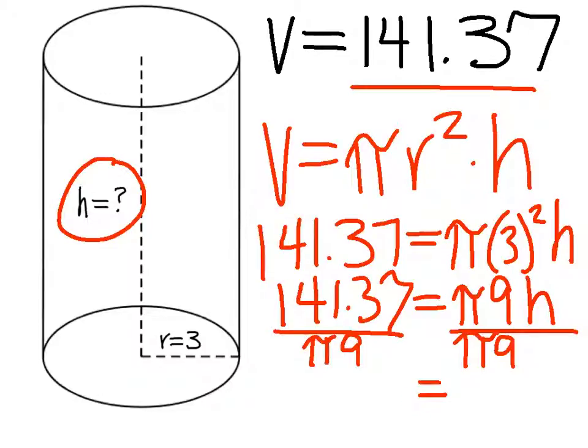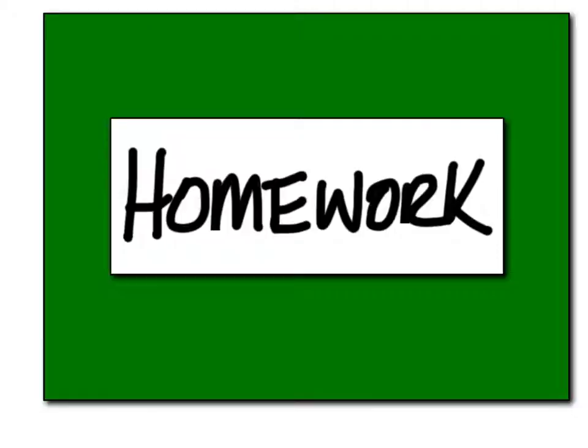So 141.37 divided by pi times 9, what's that going to give us? Okay, it should be just about 5, right? If we're rounding our numbers to the nearest hundredths place, then h will be 5 units.